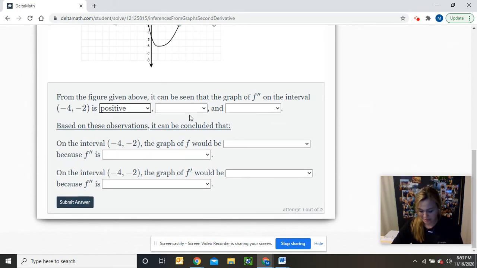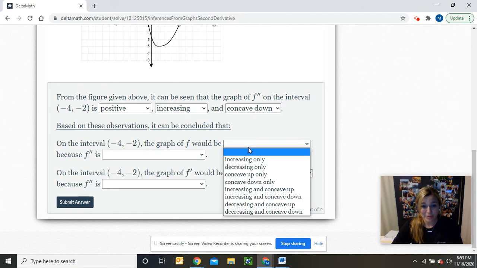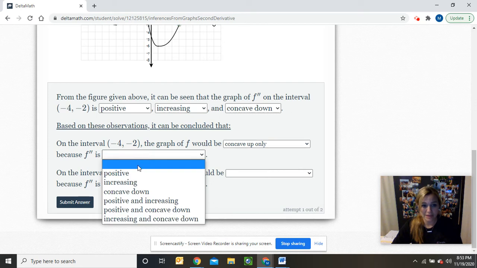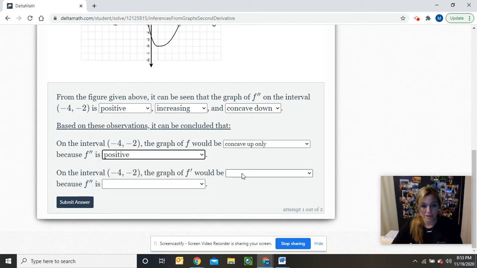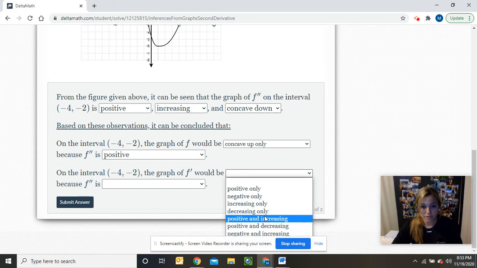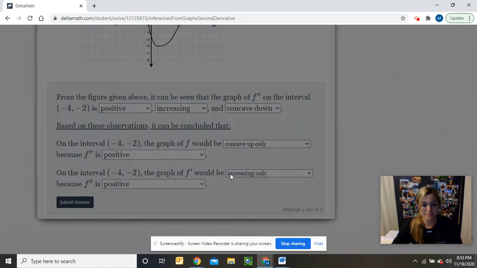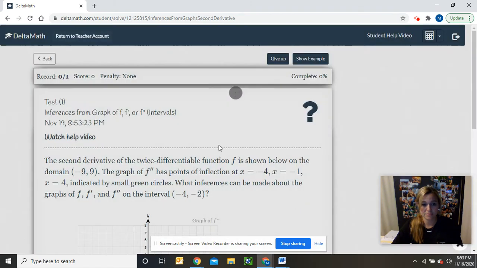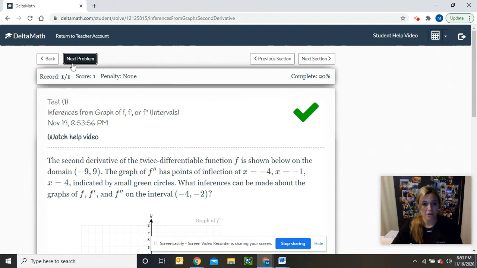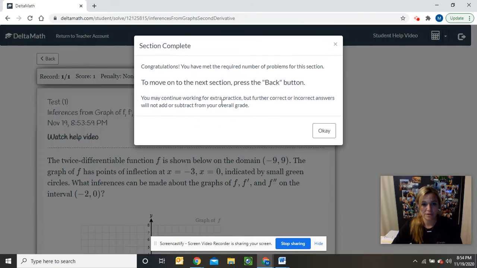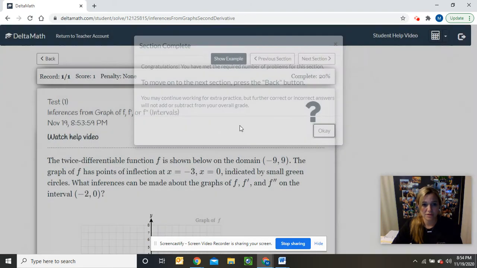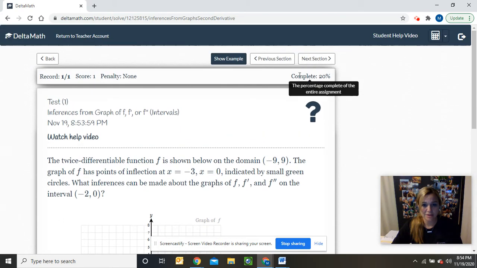Okay, so we said this was positive. We said that it was increasing and concave down. The graph of f would be, and so in this one, the only thing we know about it is it's concave up, because f double prime is positive, and we know f prime would be increasing, and the reason why is f double prime is positive. Woo, we did it. Okay, now I'm going to do a new problem.